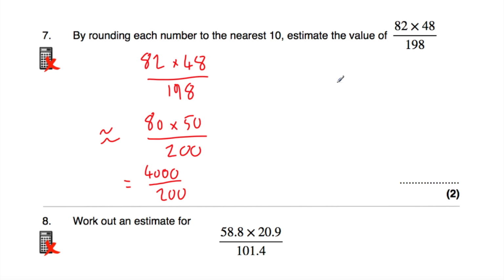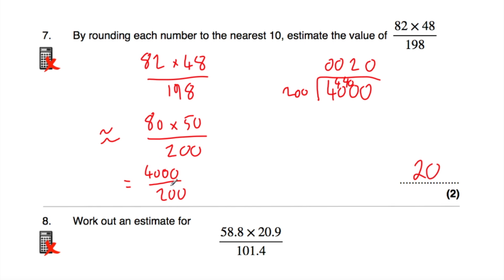One approach is actually to do the bus shelter method and do 4,000 divided by 200 using the bus shelter method. How many 200s go into 4? 0 remainder 4. How many 200s go into 40? 0 remainder 40. And how many 200s go into 400? That'll be 2. And how many 200s go into 0? That's going to be 0. So that's going to be 20. So that means that our estimate is 20.